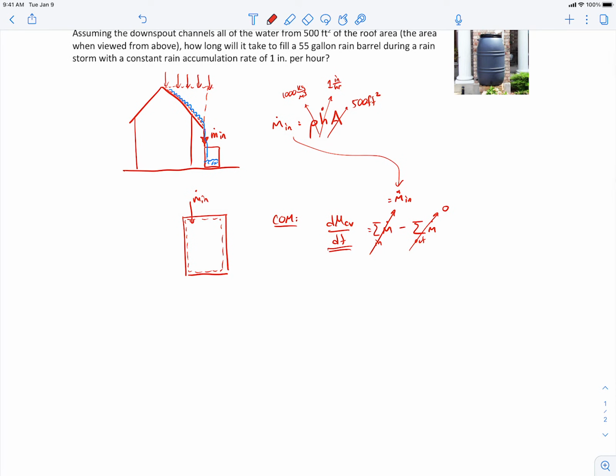time. Okay, and by the way, I'm just going to rewrite the mass inside the rain barrel as the density of water times the time rate of change of the volume of water inside the rain barrel. So this is the density of the water. This is the time rate of change of volume inside the water. Because we know that, of course, mass is just going to be density times the volume, right?